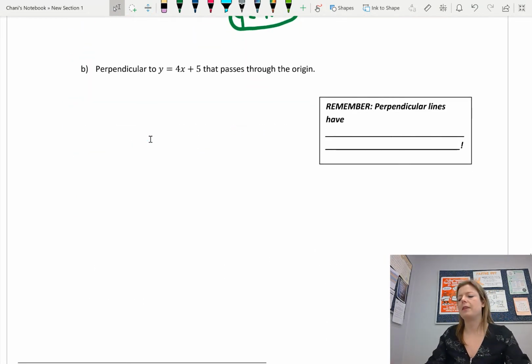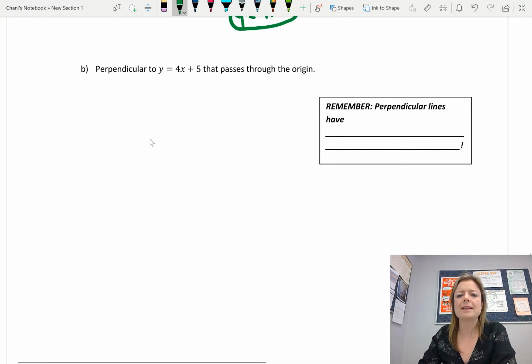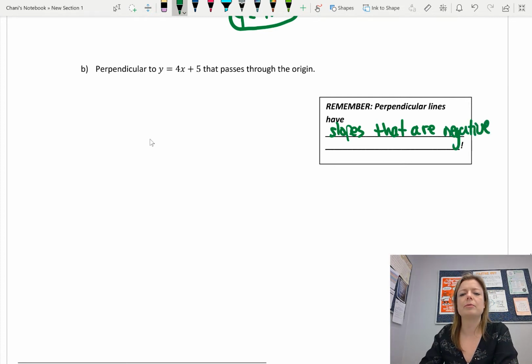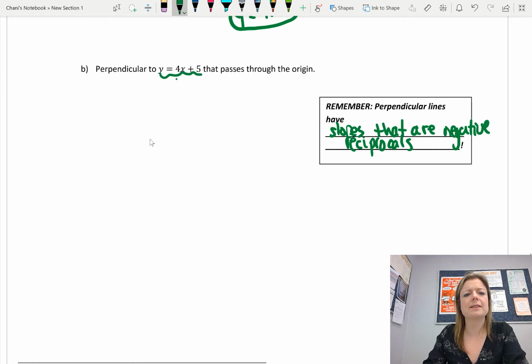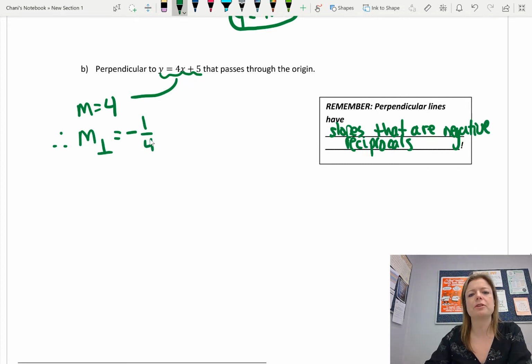Okay, so now we have one that is perpendicular to this. So remember that perpendicular lines have slopes that are negative reciprocals. So if it's perpendicular to this line, the slope of this line is 4. So therefore, the slope of a perpendicular is negative 1 over 4. It's the negative reciprocal, top and bottom switch.